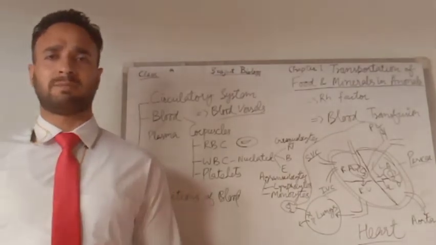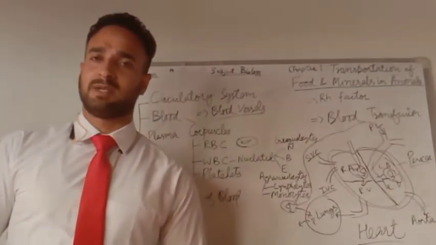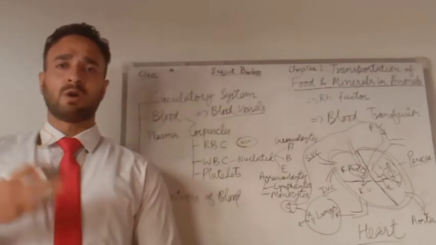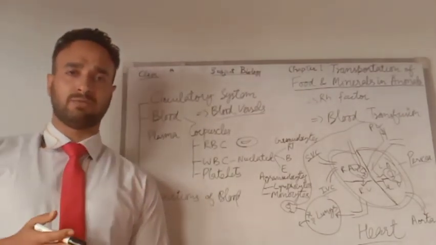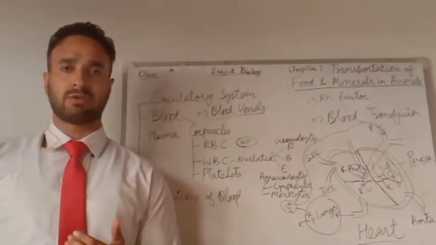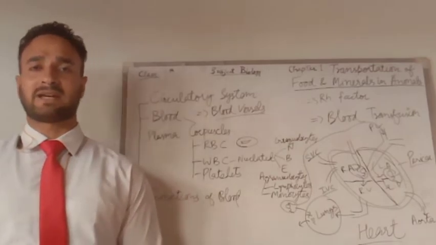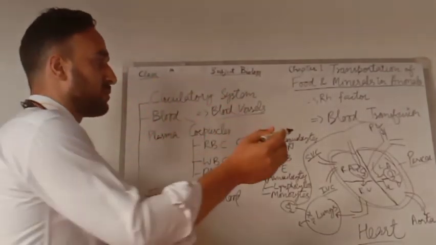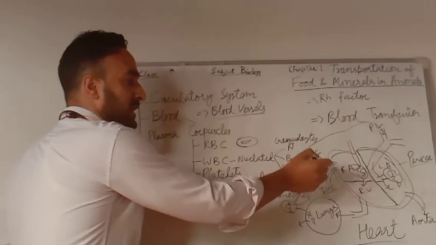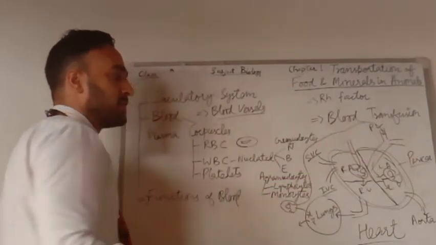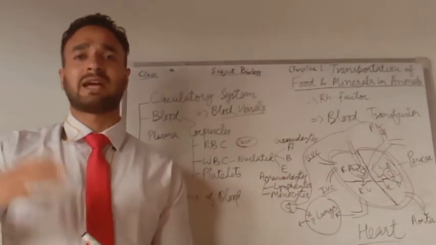What happens in all the parts of the body? Respiration takes place. And what happens during respiration? Oxygen is used to break down the food. And what is produced? Carbon dioxide. That carbon dioxide is brought by the vena cava, superior vena cava and inferior vena cava, back to the right auricle, and thus the cycle continues.